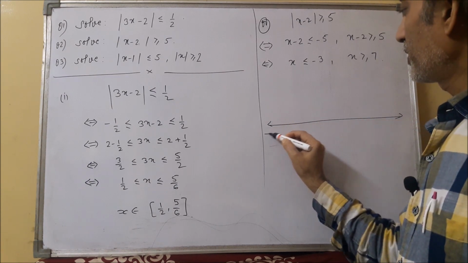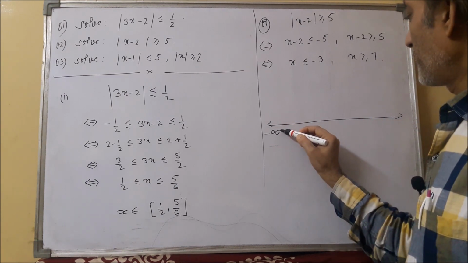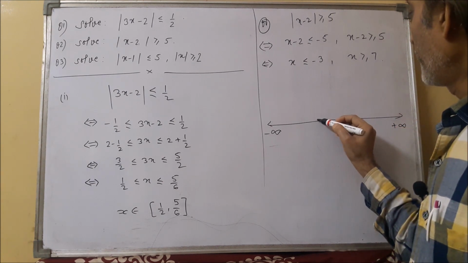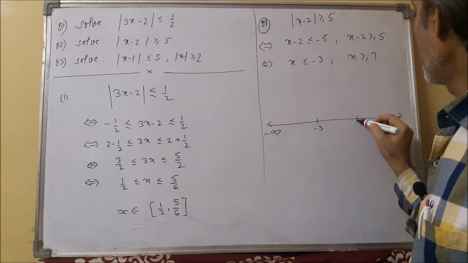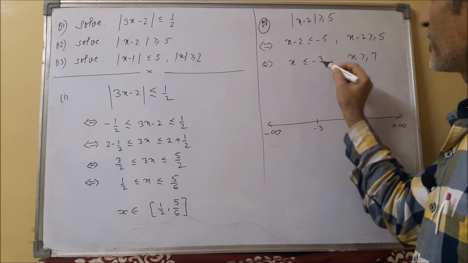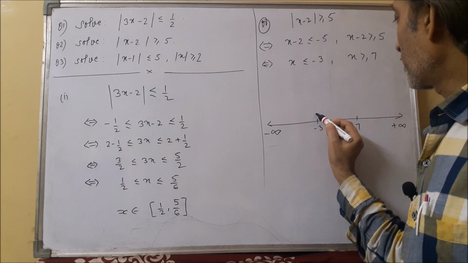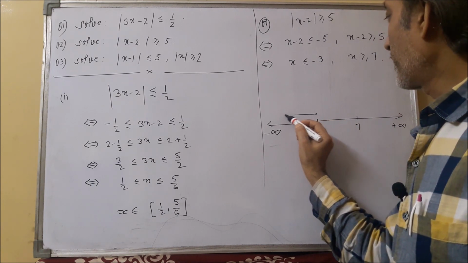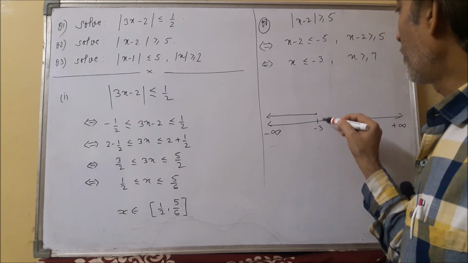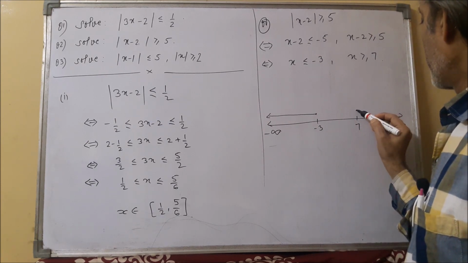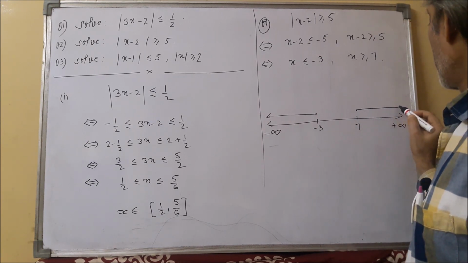Take a number line like this, it makes things easier. Now we have minus 3 and 7. It says x should be less than or equal to minus 3, meaning including minus 3. You can take any value less than or equal to minus 3, or x should be more than or equal to 7.